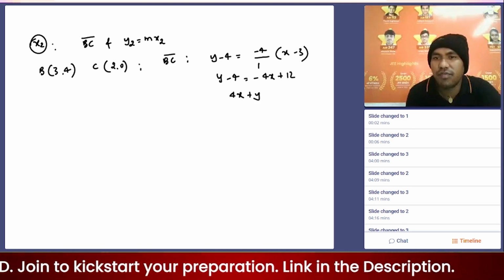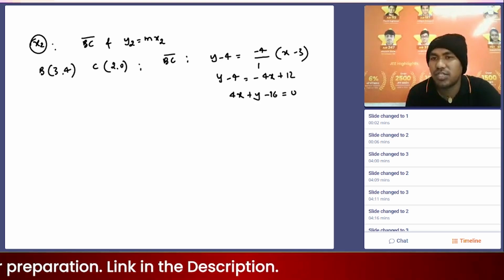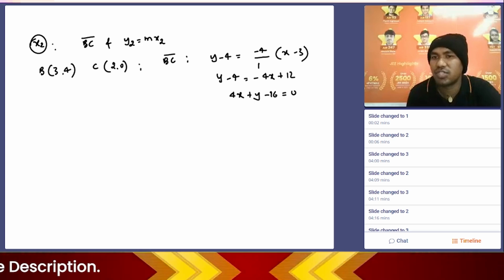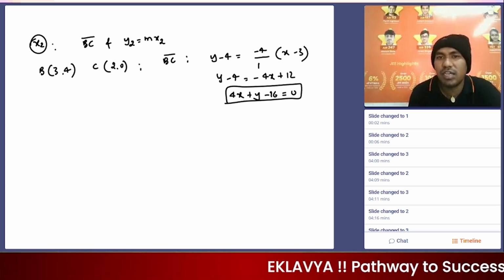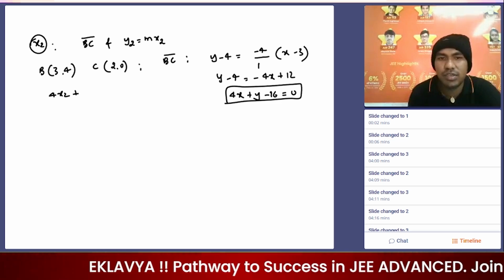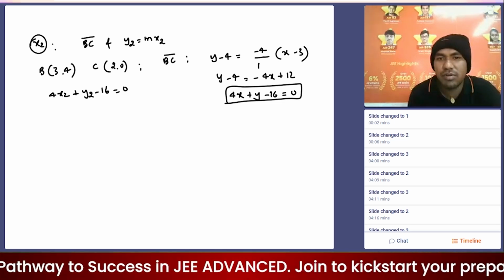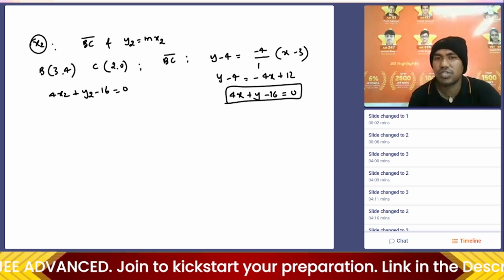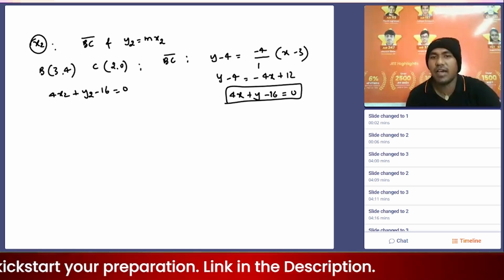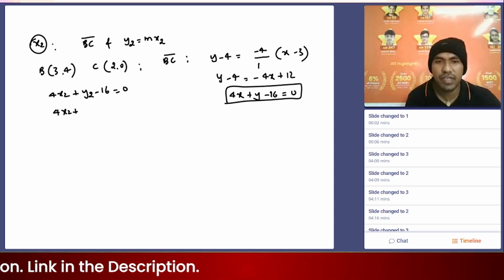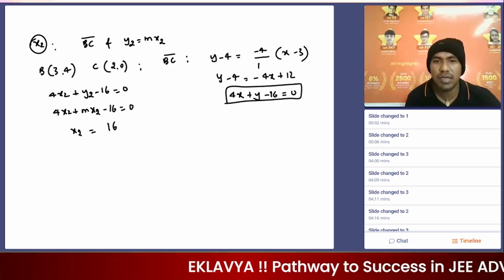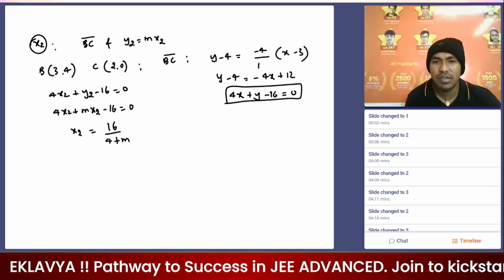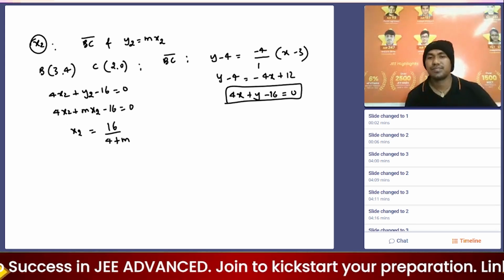So you will get 4x plus y minus 4 minus 12, that will become minus 16, which is equal to 0. Now the point Q lies on this line only. y2 is equal to mx2, which means 4x2 plus y2 minus 16 equals 0. Now from here what will happen? We have y2 equal to mx2. If I substitute, 4x2 plus mx2 minus 16 equals 0, by taking x2 common, you will get 16 by 4 plus m.